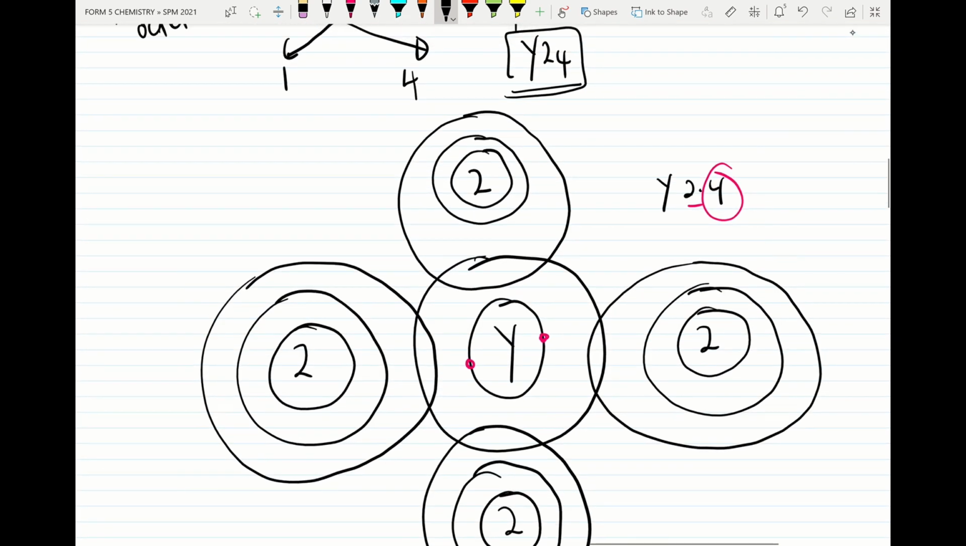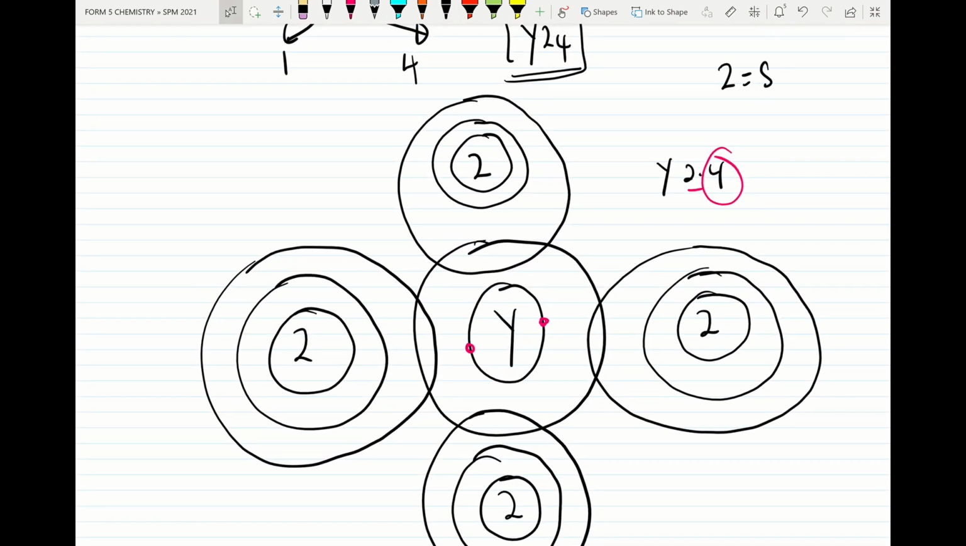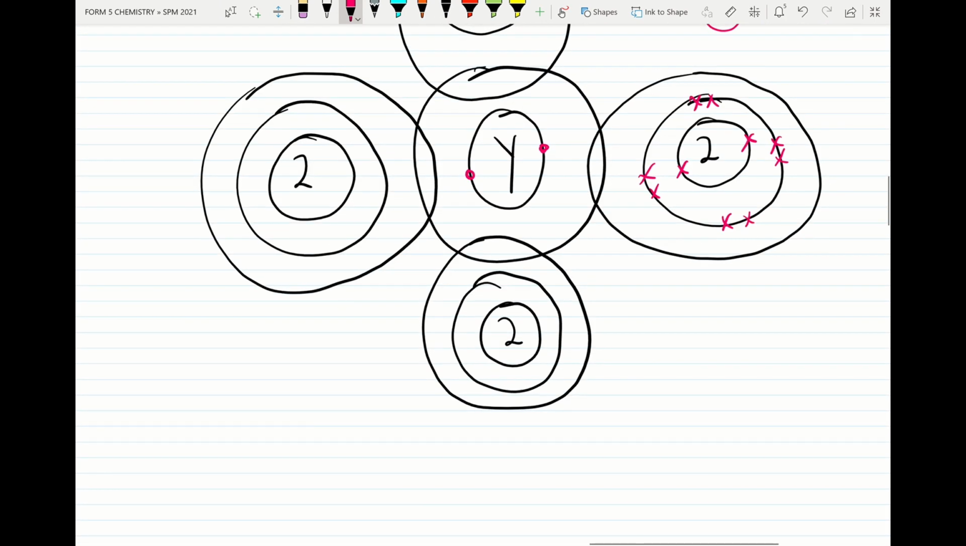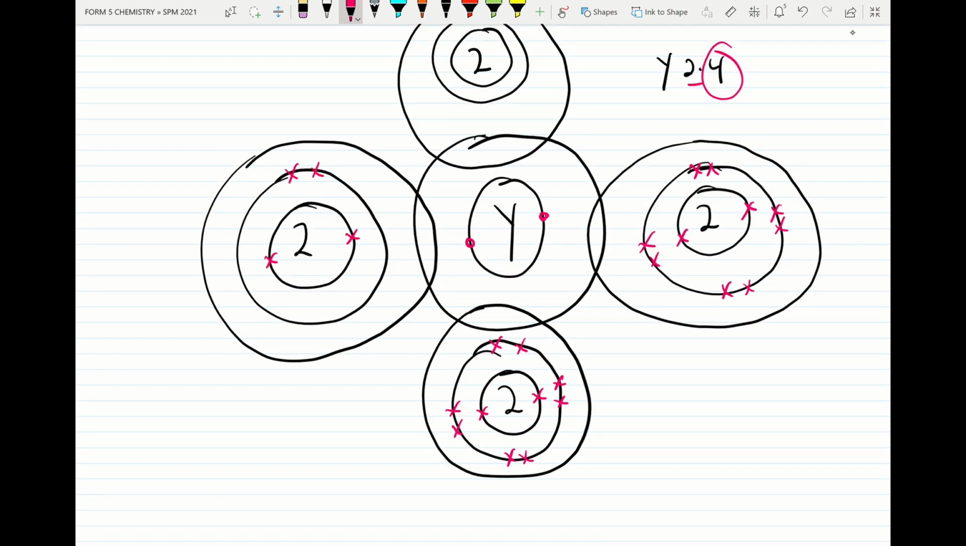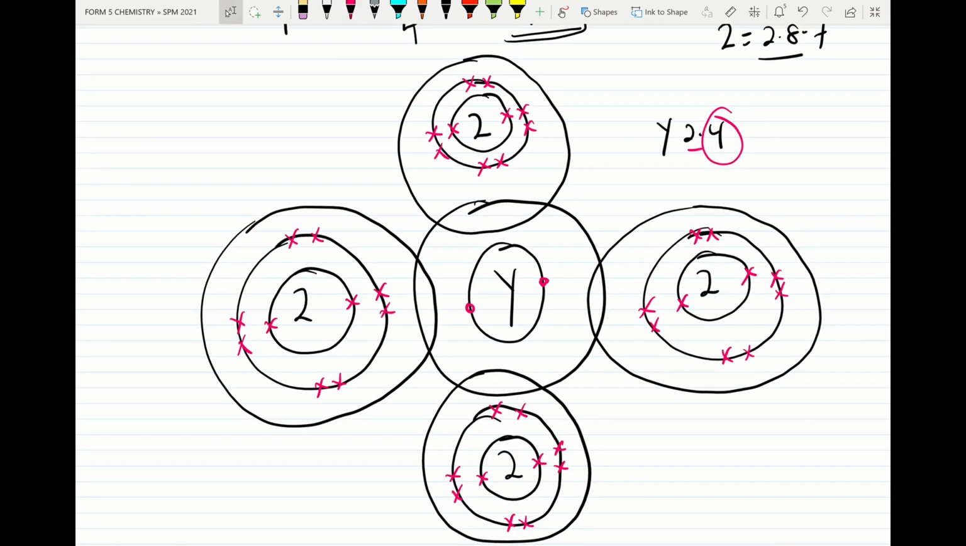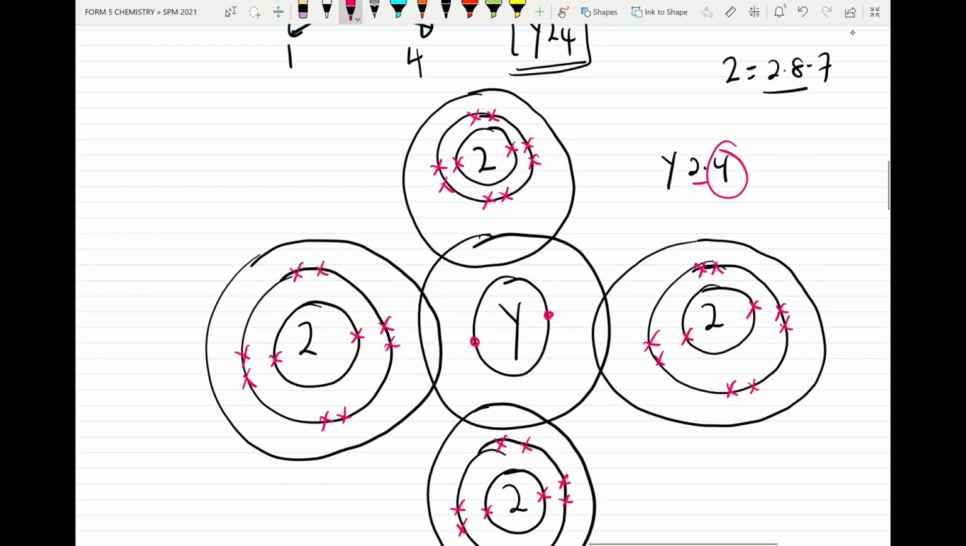All right, and the Z atom, please check. The electron arrangement of Z atom will be 2.8.7. So I fill up the first shell and second shell. Our first shell is 2 electrons, second shell 8 electrons. That's how we draw the first shell and second shell of Z atom.